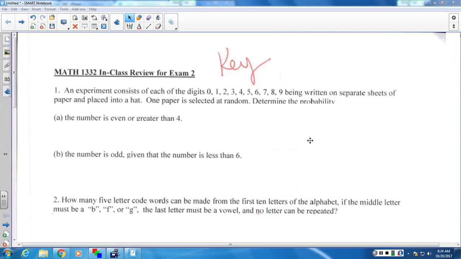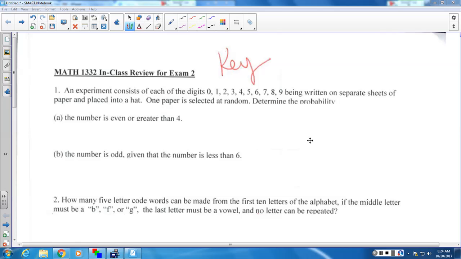So the first one says, an experiment consists of each of the digits 0, 1, 2, 3, 4, 5, 6, 7, 8, 9 being written on separate sheets of paper and placed into a hat. One paper is selected at random. Determine the probability the number is even or greater than 4.